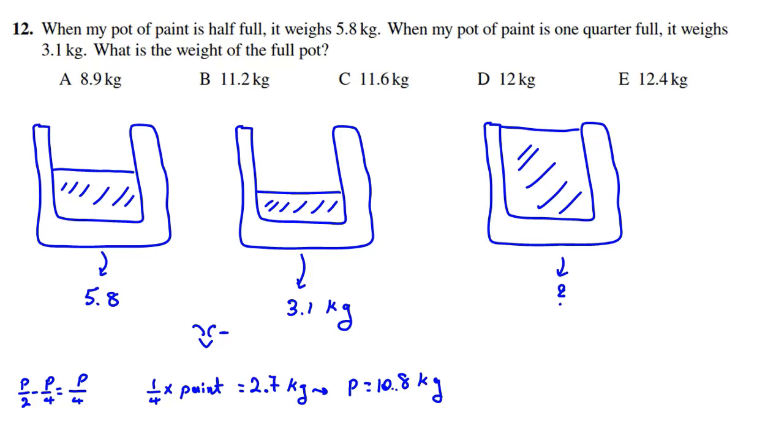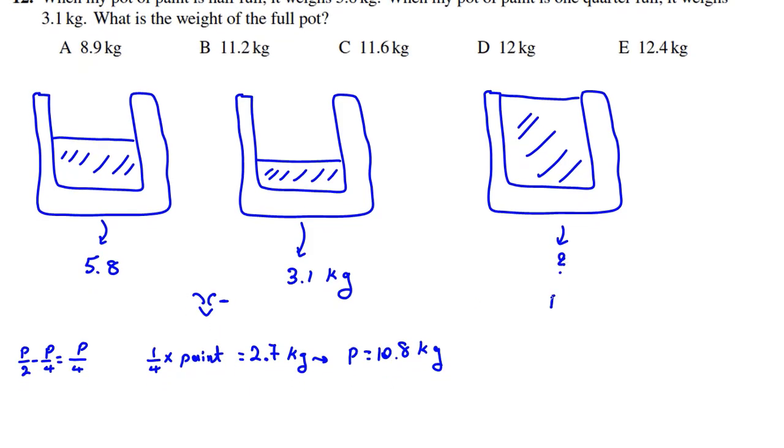And now that we found this, the weight here will be the paint plus the weight of the pot. The paint is 10.8 kilograms, so half of that is 10.8 over 2, which is 5.4. If you subtract 5.8 minus 5.4, the weight of the pot will be 0.4. So the full weight will be 10.8 plus 0.4, which is 11.2 kilograms, and the right choice is B.